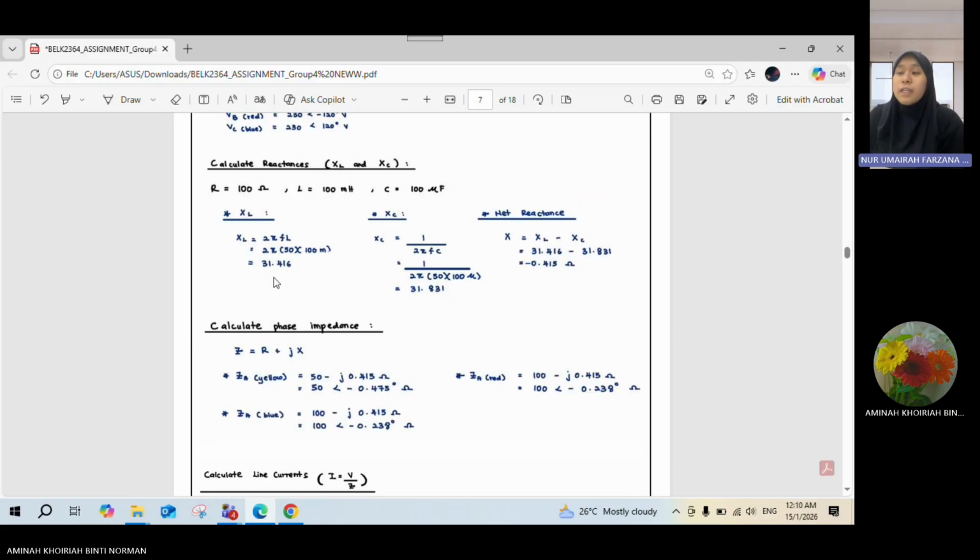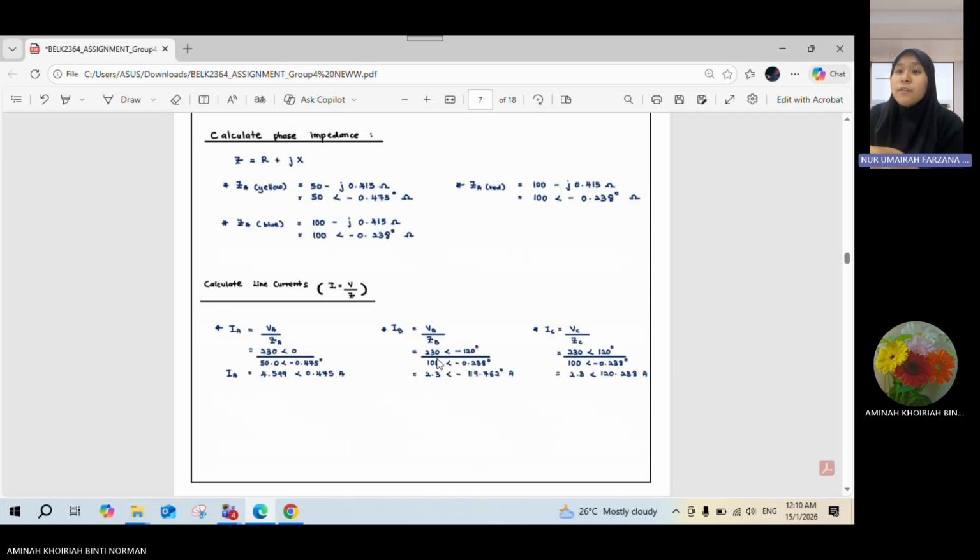And then we need to find net reactance, which is X equals XL minus XC, and we got negative 0.415 ohm. Then we calculate the phase impedance, which is Z equals R plus jX. So for each color we need to find the impedance. ZA for yellow we got 50, for blue we got 100, and for red we got 100 ohm.